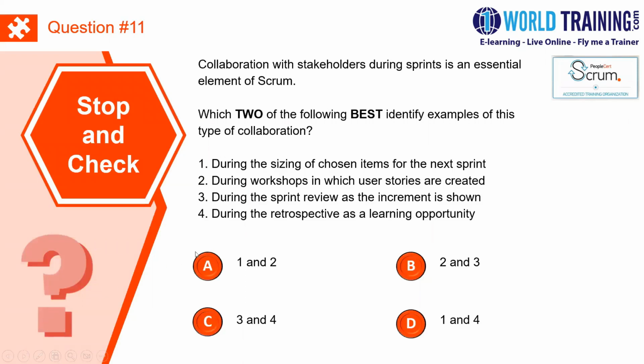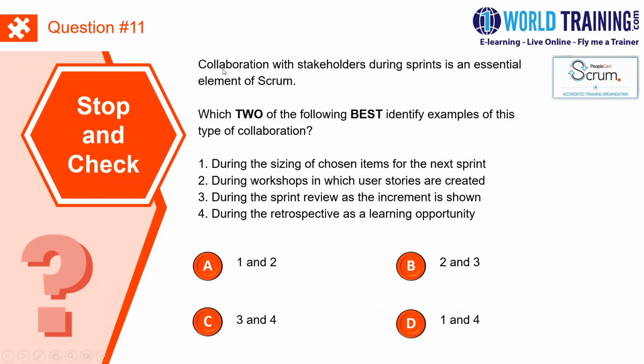Question 11 says collaboration with the stakeholders during the sprint is an essential element of Scrum. Which two of the following best identify the examples of this type of collaboration? So let's look at the options. These are the four options, and then there are A, B, C, D as well, right? These are the types of tough questions. All the 10 questions earlier were easy, and now these kinds of questions are relatively more tough because they are already given four choices, and on top of it, you have to select the pair of the right choices. So let's try to look at those choices.